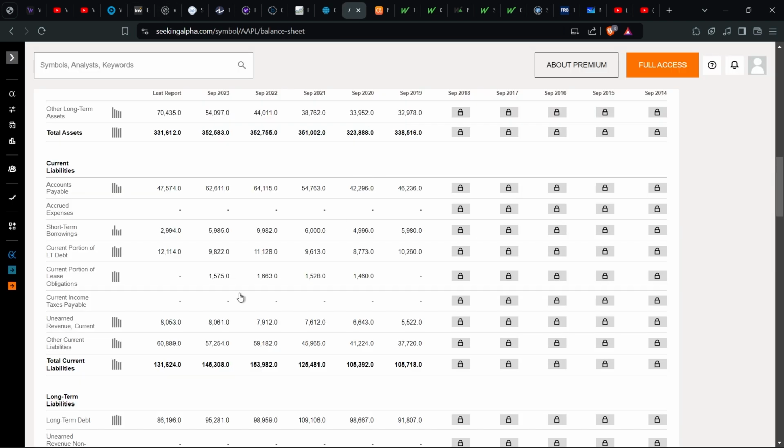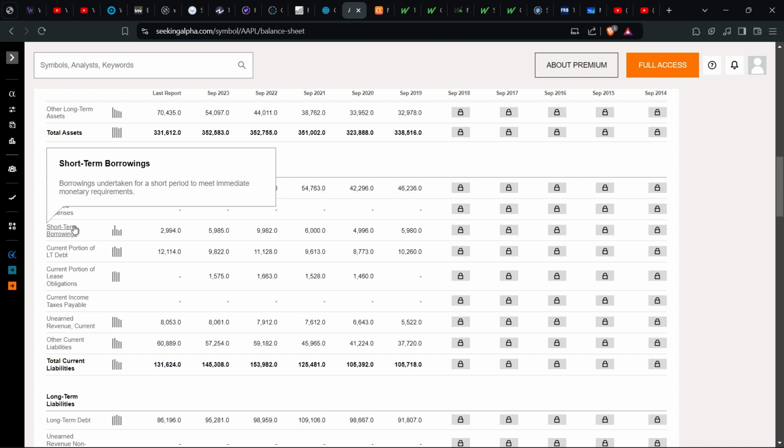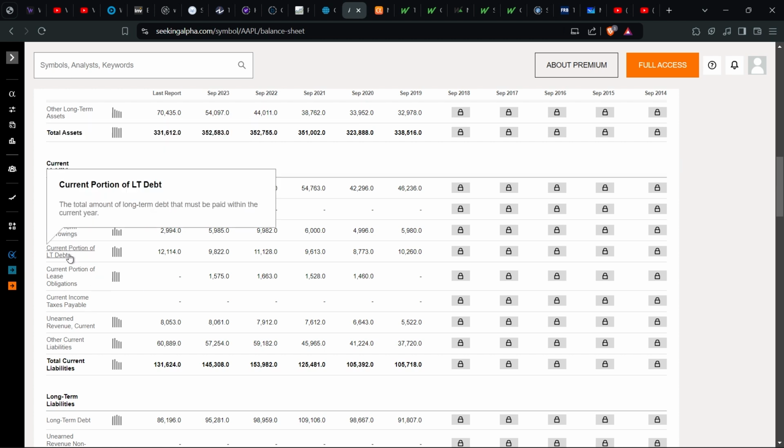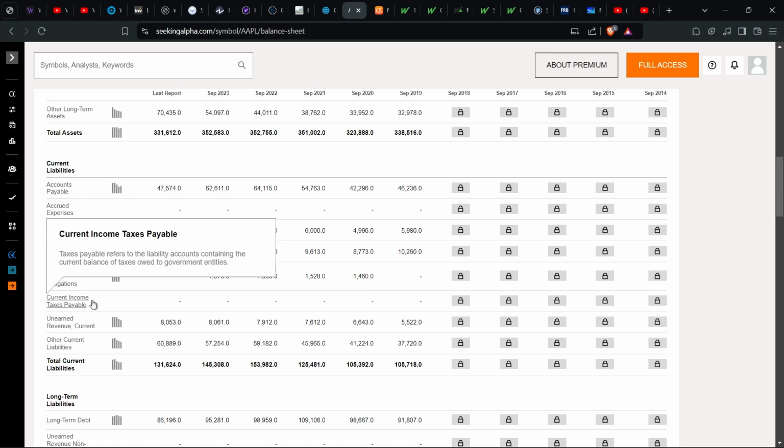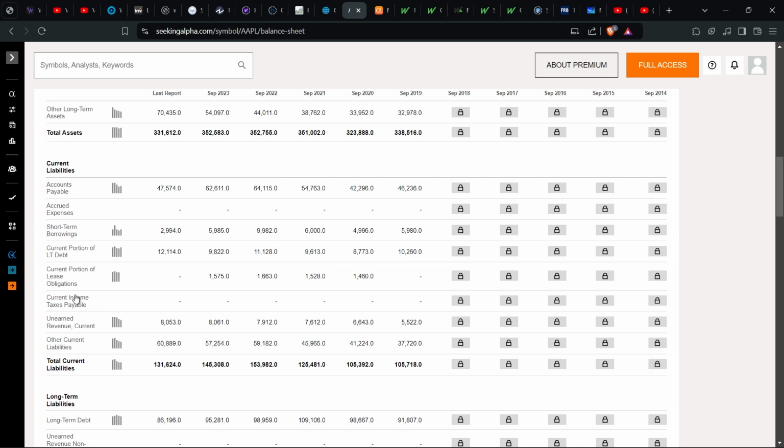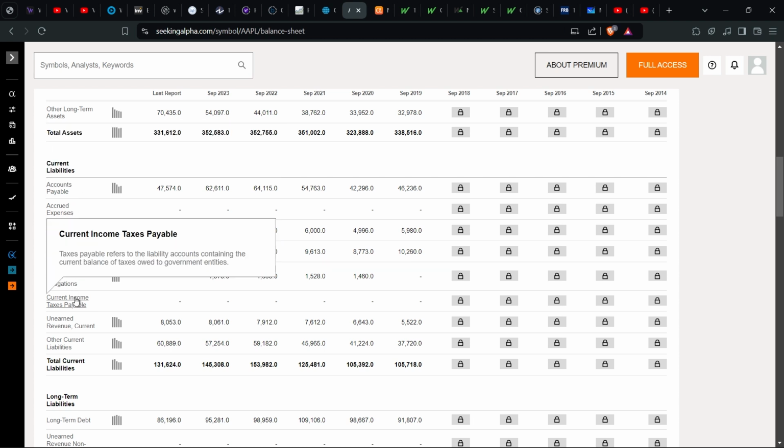Okay, let's go back to here. Short term borrowings. This is the same as what we talked about with short term debt. Current portion of long term debt, same story. Current portion of lease obligations, same story with current portion of long term debt. Current income taxes payable. Again, it's very similar and almost the same as the accrued expenses because you pay taxes for a specific accounting period. So if the year is ending and you have not yet paid your taxes for this year because it's not yet time to file returns, you're going to pay them next year. And that's what it means, their income tax is payable.